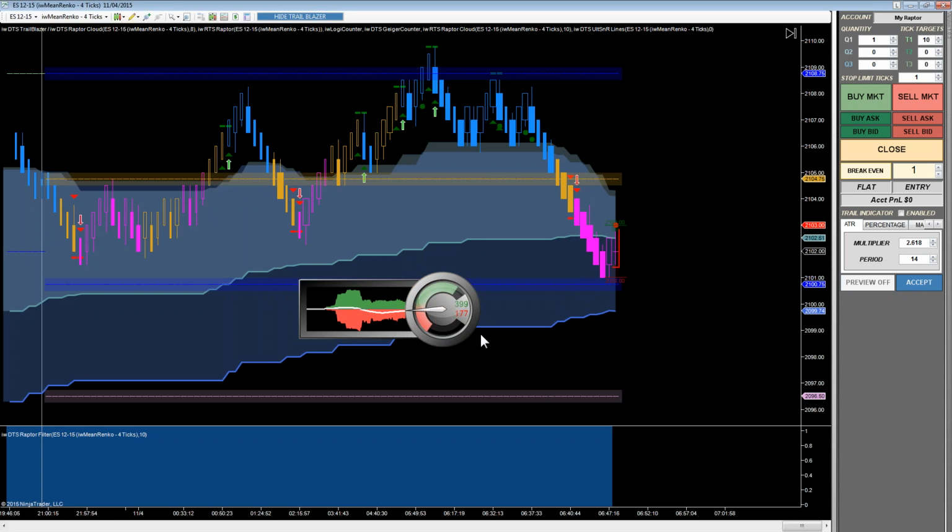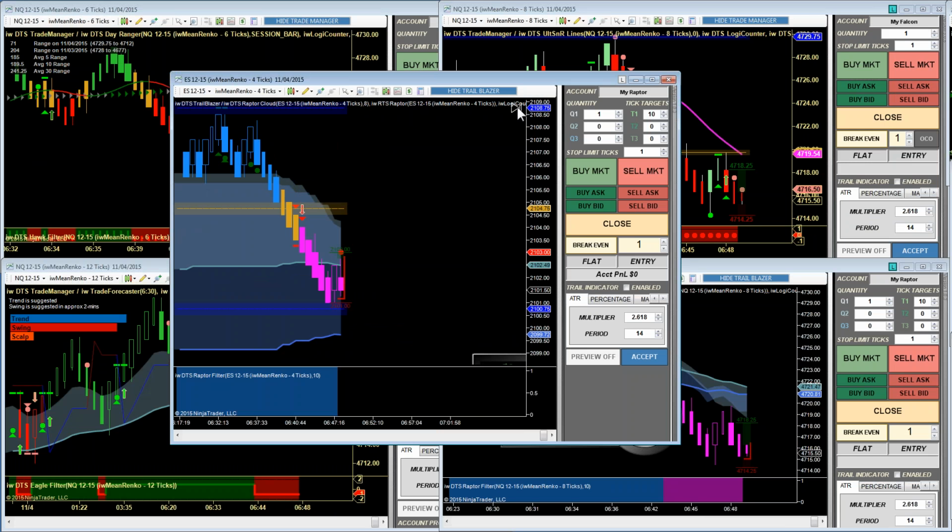Yeah, the buyers and sellers taking turns. A lot of buying pressure there for a moment. Here come the sellers now. No, they're pretty even still for the most part. All right, so there's the E-mini on the Raptor.